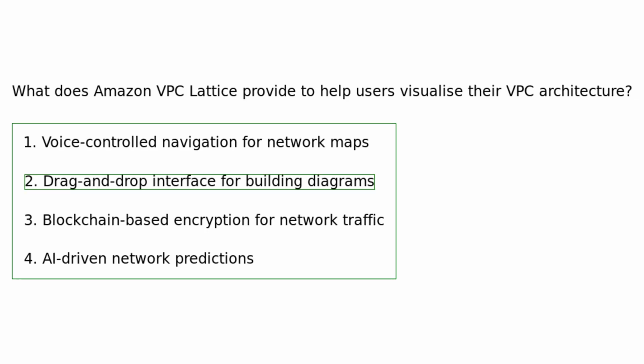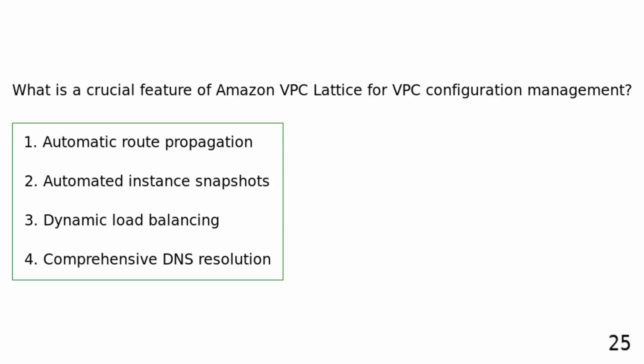Amazon VPC Lattice offers a drag-and-drop interface that allows users to visually build diagrams of their VPC architecture, making it easier to understand and modify the network layout. What is a crucial feature of Amazon VPC Lattice for VPC configuration management? Automatic route propagation. Automated instance snapshots. Dynamic load balancing. Comprehensive DNS resolution.